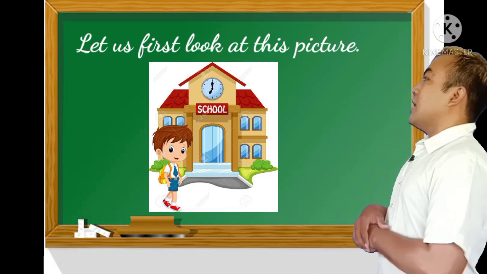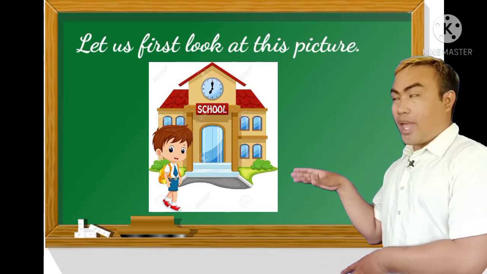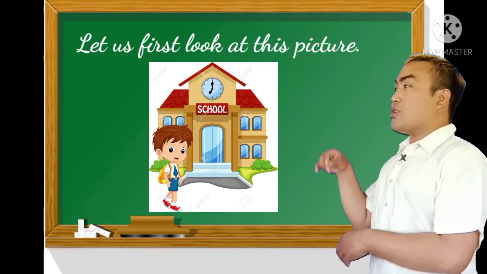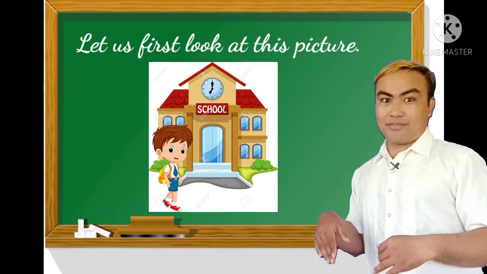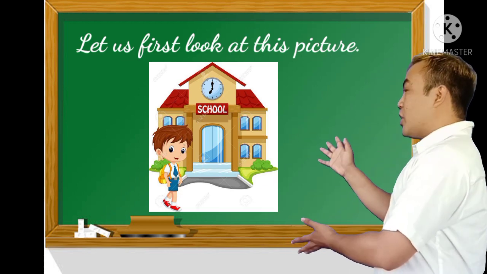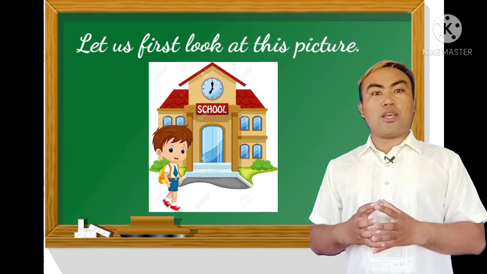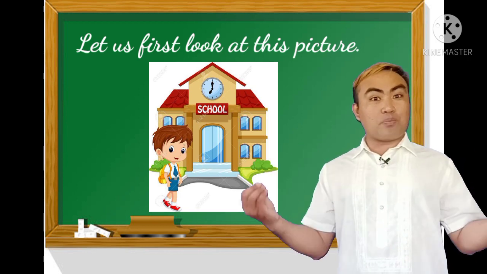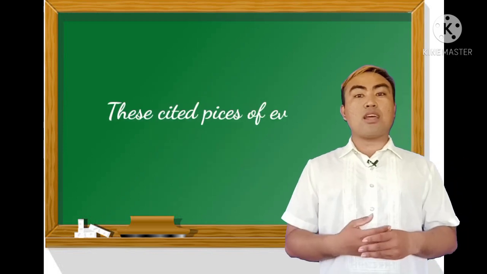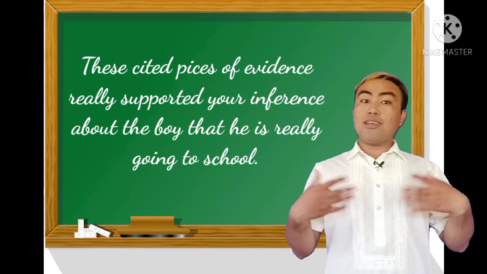All right. So the picture tells about the boy. The boy who is wearing red shoes, and he arrives at 7 o'clock in the morning as scheduled for his class, right? He puts on his yellow bag with things inside it. And another is that the boy is happy going to school. So from the picture given, you can infer that the boy is going to attend his class. And how did you come up with this idea? It is supported by your descriptions from this picture. These cited pieces of evidence give your inference about the boy that he is really going to school.